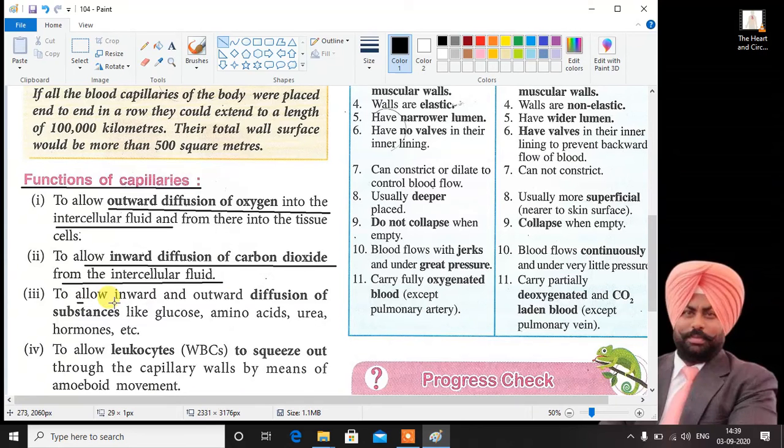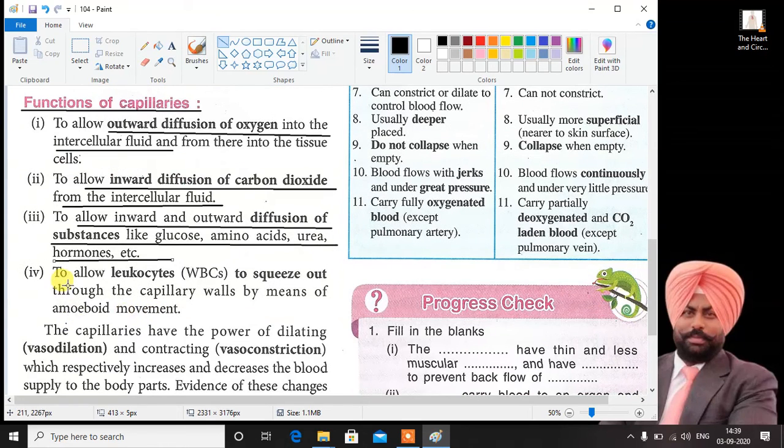The capillaries allow the inward and outward diffusion of substances such as glucose, amino acids, urea, hormones, etc. Meaning the capillaries help in the transportation of different substances from the blood into the tissue fluid or from the tissue fluid into the blood. The capillaries also allow the WBCs to squeeze out so that they can enter the tissue fluids and help in destroying the germs present inside the tissues.